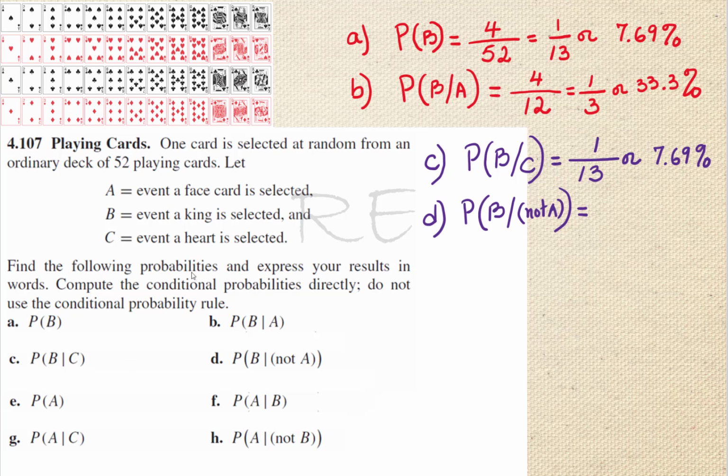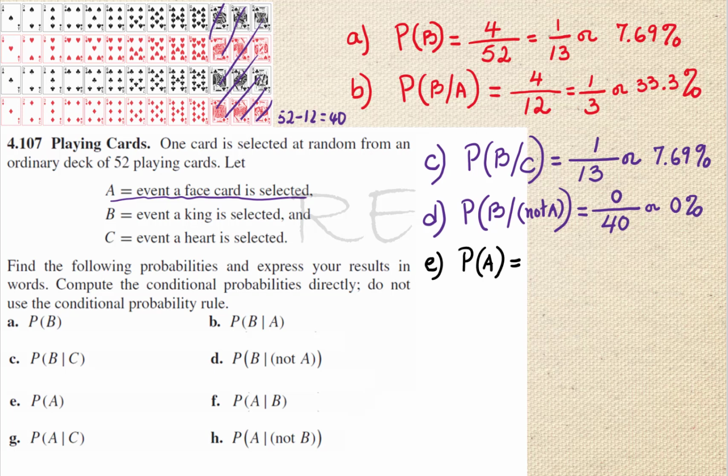We are looking at the probability of selecting a king if the card is not a face card. Not a face card means we're going to have to take all 12 of them out of those 52 cards. Therefore, it's going to be 52 minus 12, which is 40. Now out of those 40, the probability of getting a king is 0 because we eliminated all the face cards, so 0%.